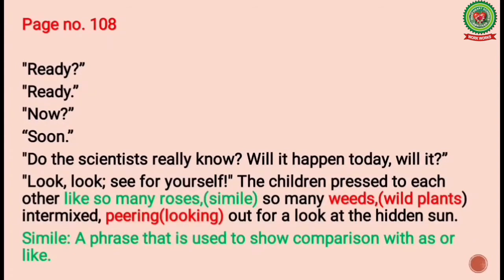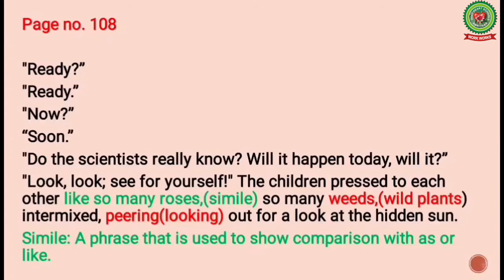Children, note down the meanings in your book. Weeds, wild plants. Peering, looking. Here the children were inside the classroom, looking out of the window under the supervision of their teacher. Through their conversation, we can analyze that the children were waiting to see the sun. So the teacher was asking them if they were ready to see the sun, and the children responded yes, they were. Further, curiously they asked if the sun would appear now. The teacher said that it would appear soon.